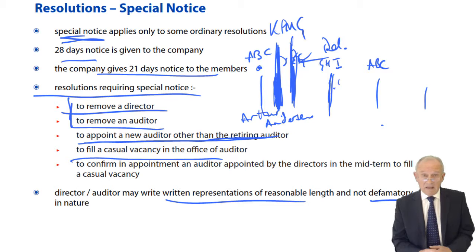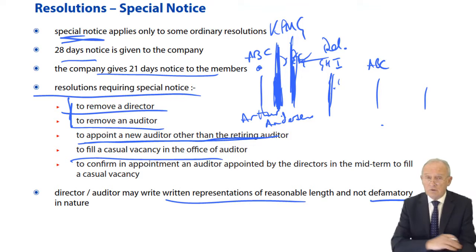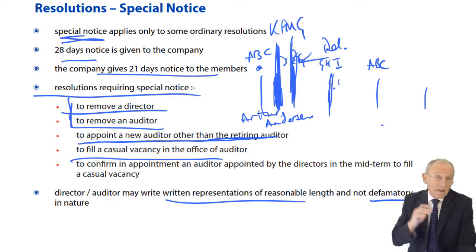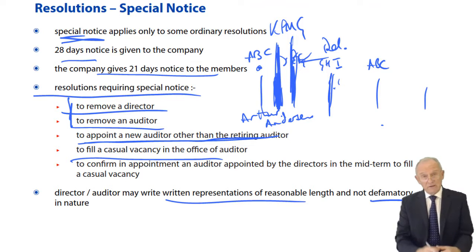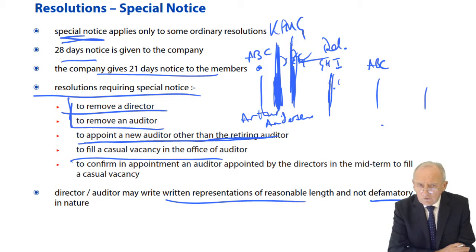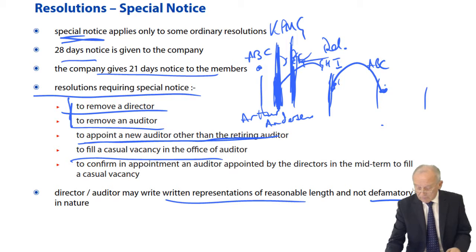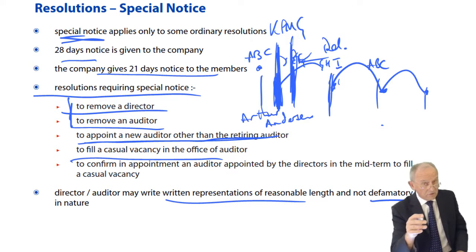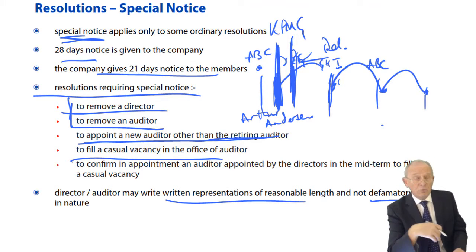As an alternative, the directors can themselves appoint an auditor in the midterm to fill a casual vacancy. And if the directors appoint an auditor to fill a casual vacancy, then that auditor must retire at the next annual general meeting and must submit themselves for re-election by ordinary resolution, but with special notice. If it were just KPMG for another year, KPMG for another, then that would be ordinary business, just the reappointment of the auditors for yet another complete year.